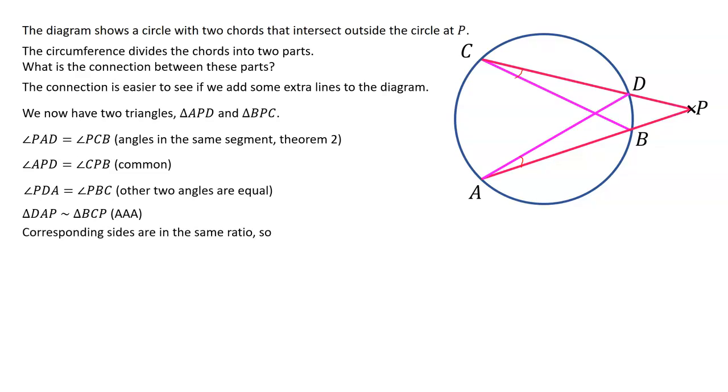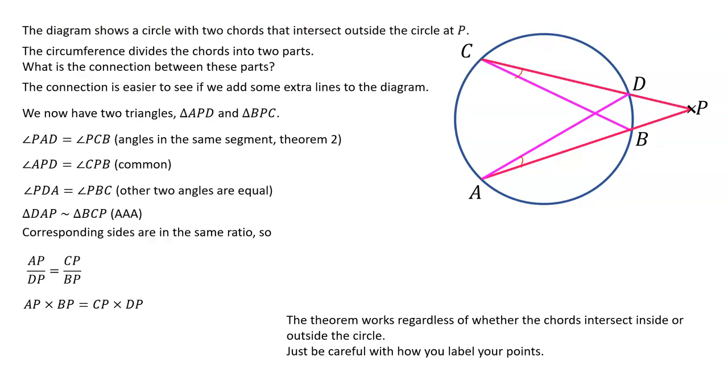Because I know that corresponding sides are in the same ratio, I can say that AP over DP equals CP over BP, and as before, I can cross multiply to get this relationship. So you see that the relationship is the same regardless of where the chords intersect. The important thing is to make sure we always call the point of intersection P, and that P is included in each part of our two products.